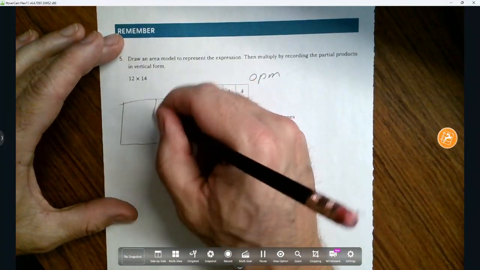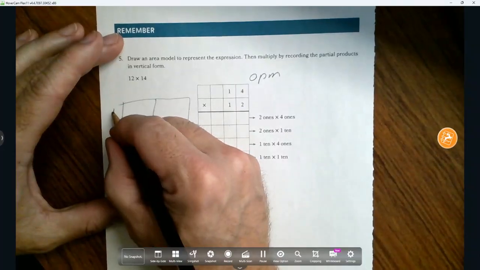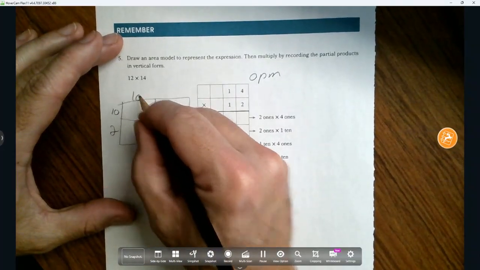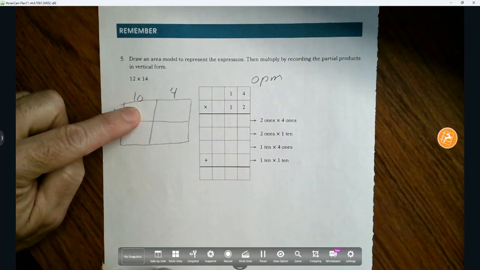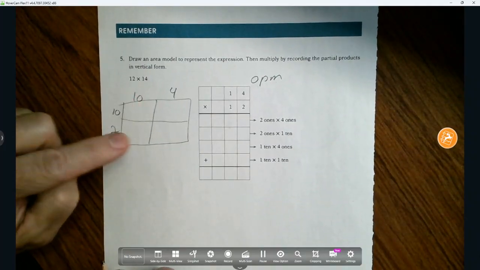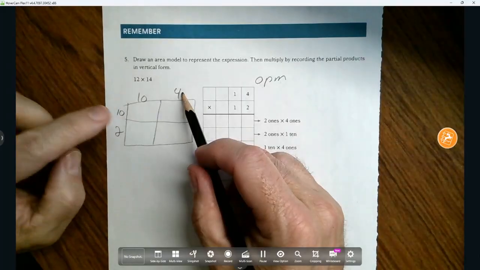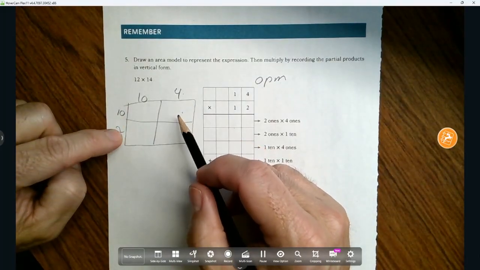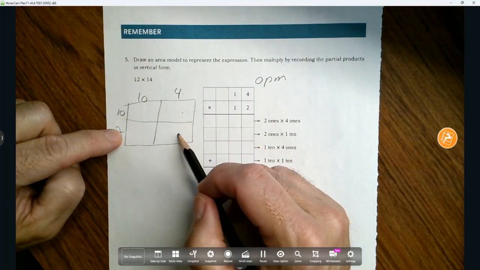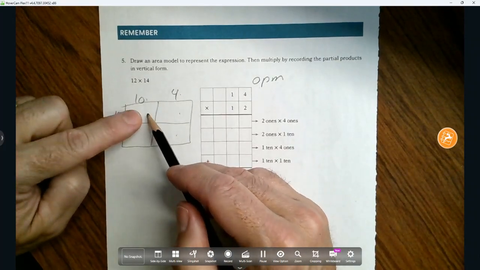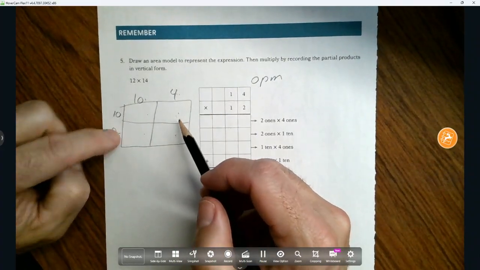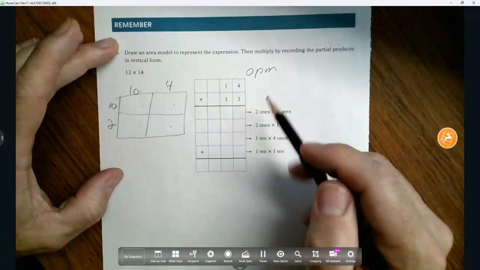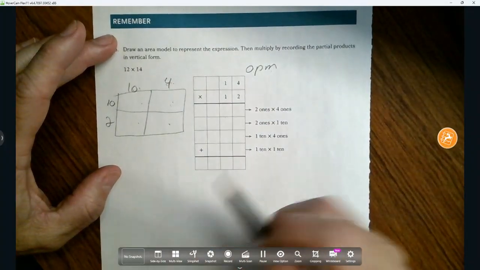So our area model, right? We have 10 and 2. We have 10 and 4. So we have 10 times 10, answer here. 10 times 2, answer here. 4 times 10, answer here. 2 times 4, answer here. Right? 10 times 10 here. 10 times 2 here. 10 times 4 here. 2 times 4 here. Write all those numbers, and then you're going to add them up and see what you get.